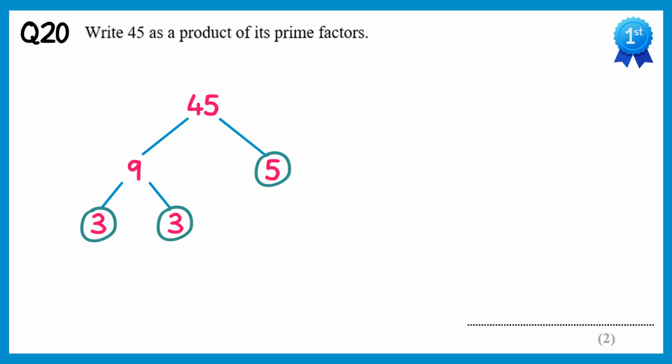Now we've finished, we multiply all of the numbers in circles together since they're prime numbers. So 3 times 3 times 5. And depending on what the question says, you may want to group these two 3's here to 3 squared. So I'm going to put the answer as 3 squared times 5.